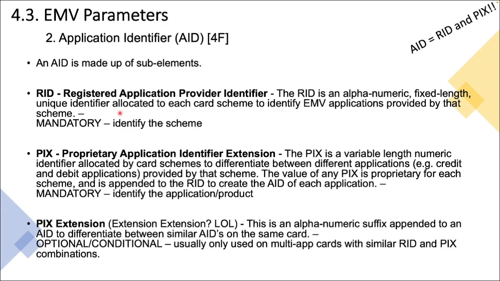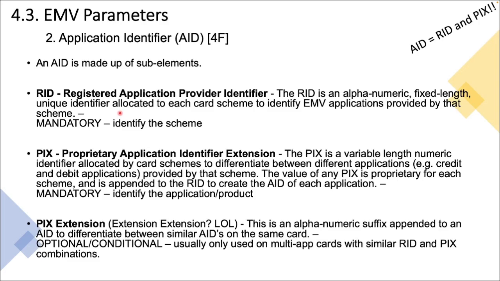There is a third component that could be appended to the AID, okay, and this is called a PIX extension. Now, a PIX extension is an alphanumeric suffix that we append to an AID to differentiate between similar AIDs on the same card. Note that the PIX extension is optional or conditional, and we only use it on cards that have multiple applications. Right? Remember what we've been talking about? We've got a single physical piece of plastic, but we've got multiple applications and multiple virtual cards on there. And in the case where we've got multiple applications where the AID looks the same, then we use a PIX extension to differentiate between the two.